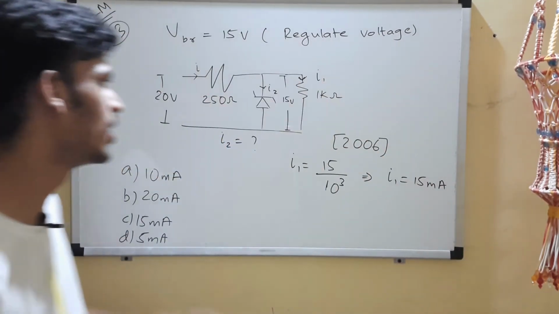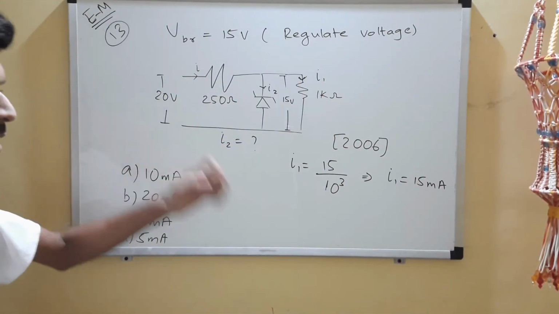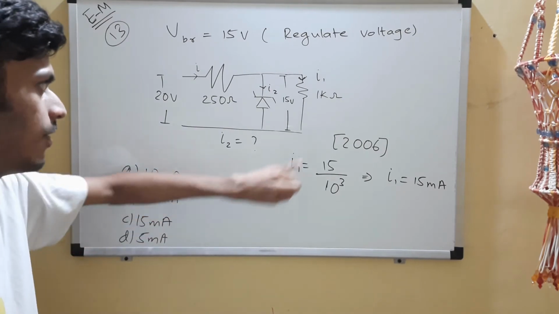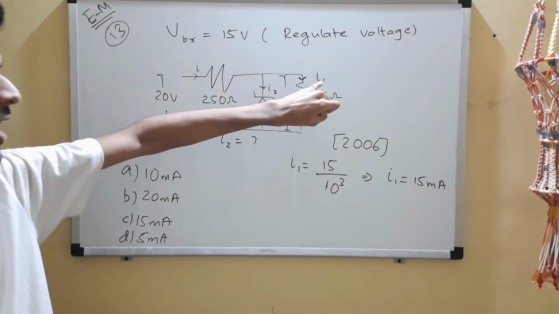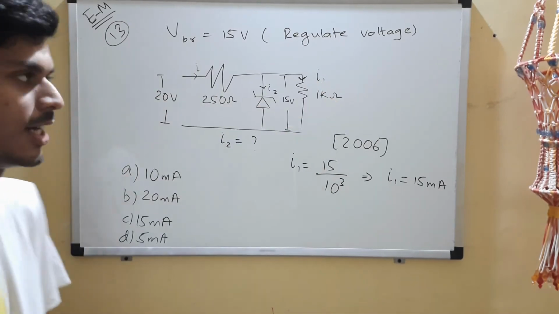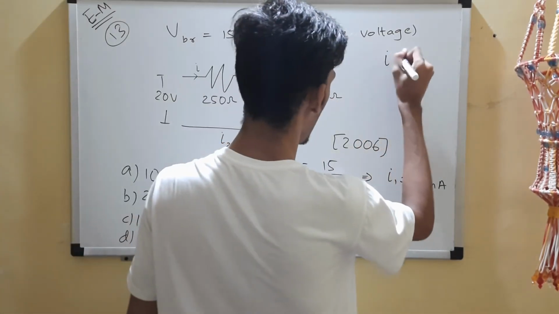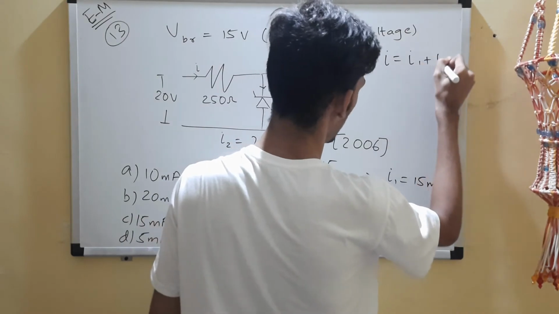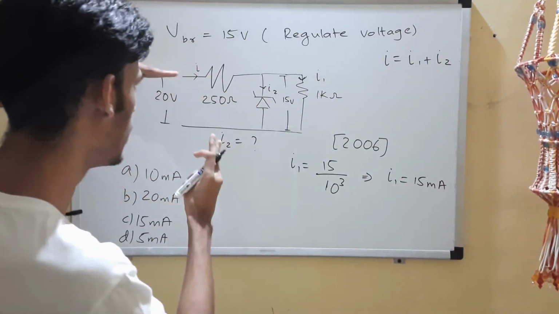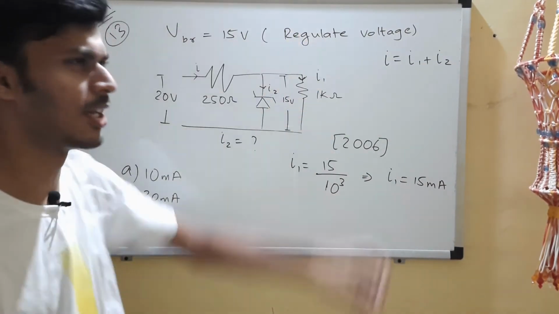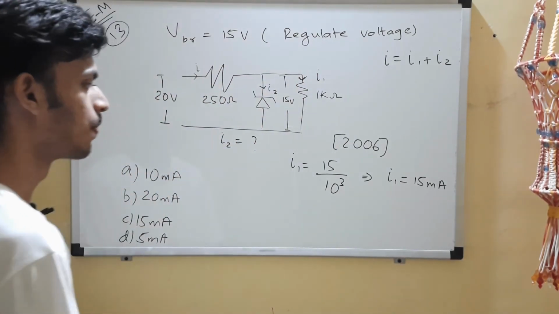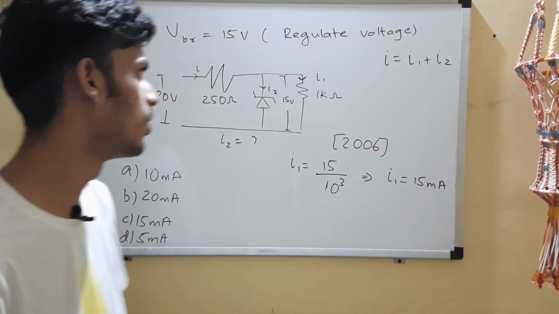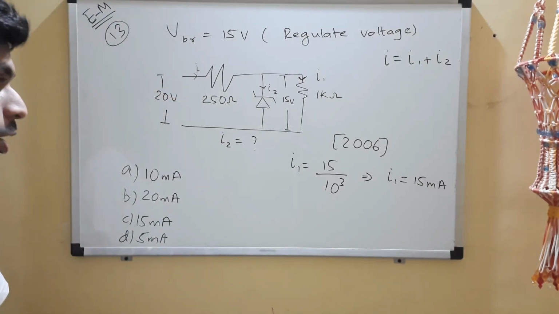The approach over here is to find I1, then we'll find the total current I. We have already found this current I1, and then we'll use I is equal to I1 plus I2, using Kirchhoff's junction rule. I1 we already found out. Now let's find I, the total current.